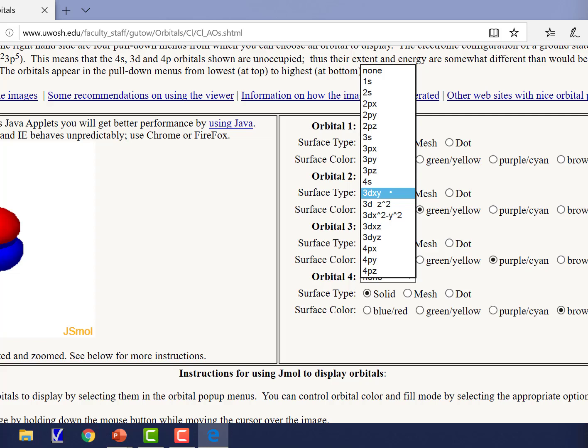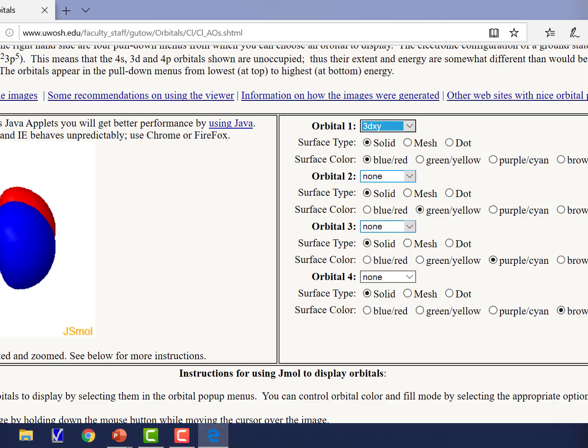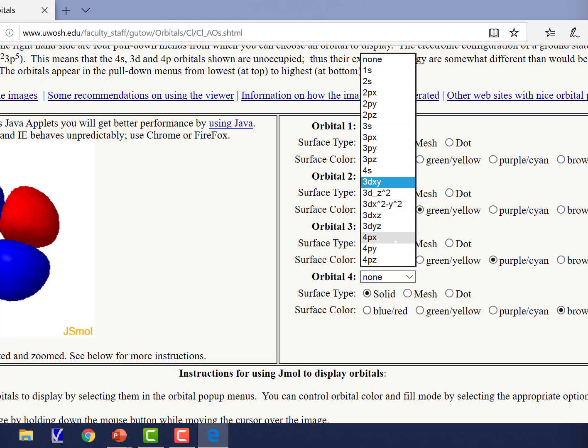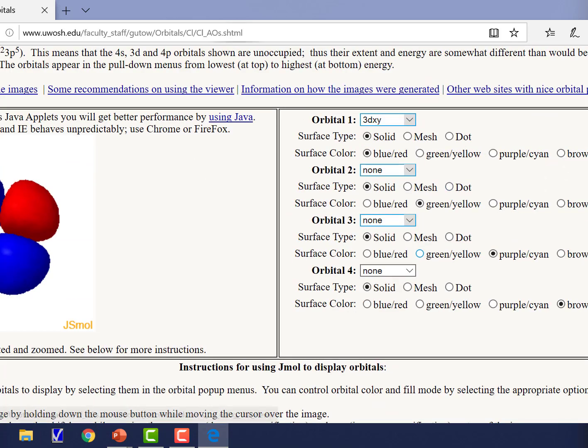Okay, 3D. Let's see 3D and 3D. Oops, the wrong place. So 3D. Okay, somewhere in there is a place for up to 2 electrons. And we only go to 4. There are no fs? Oh, they don't do the fs. Oh well. Okay, so those are the shapes we're talking about. They're really 3-dimensional.